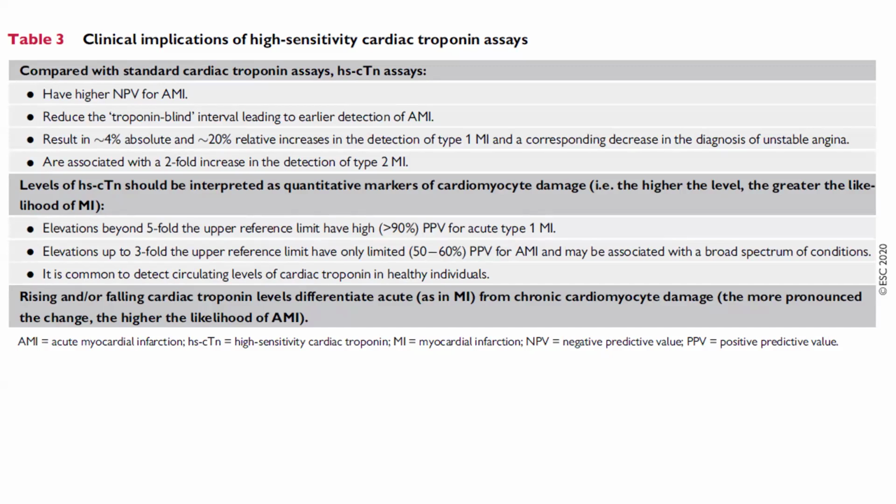However, elevations beyond 5-fold give you a positive predictive value of 90% for type 1 MI. And at 3-fold, you're looking at 50 to 60% positive predictive value for high sensitive troponin. So I just thought bringing it up may help us.